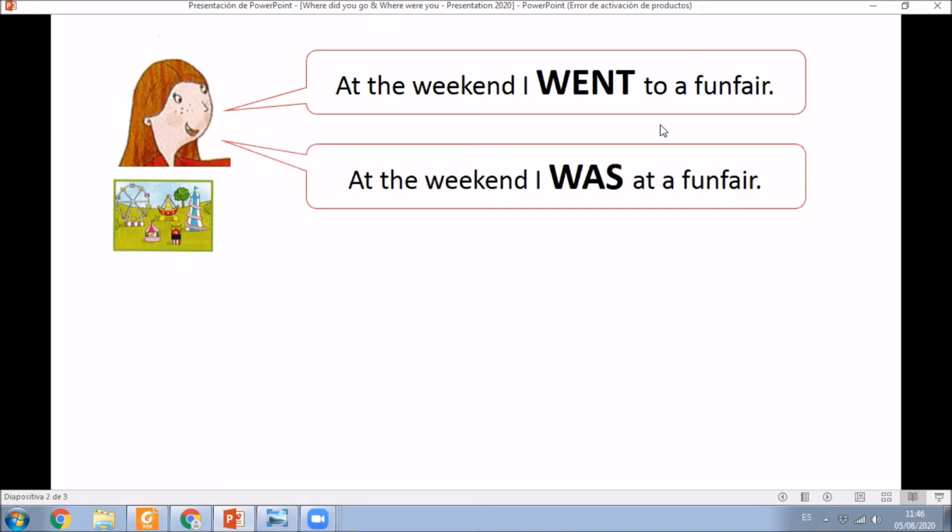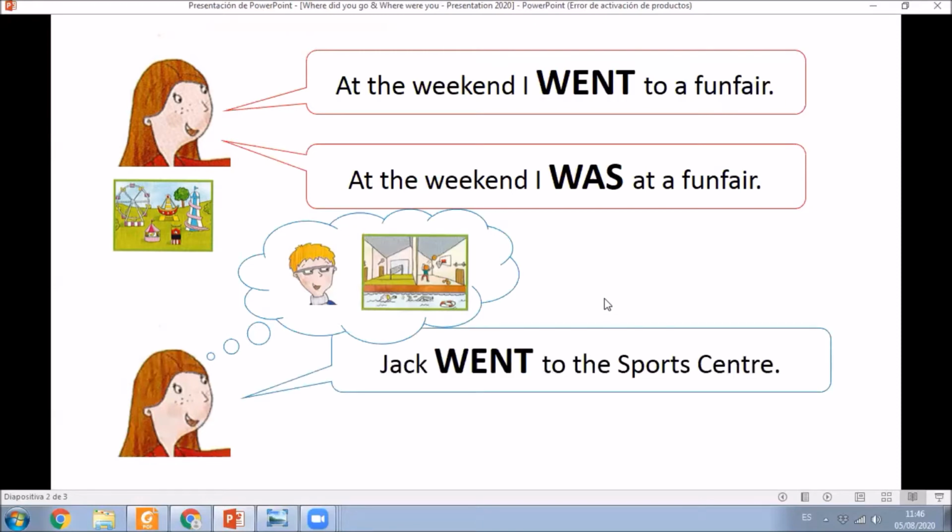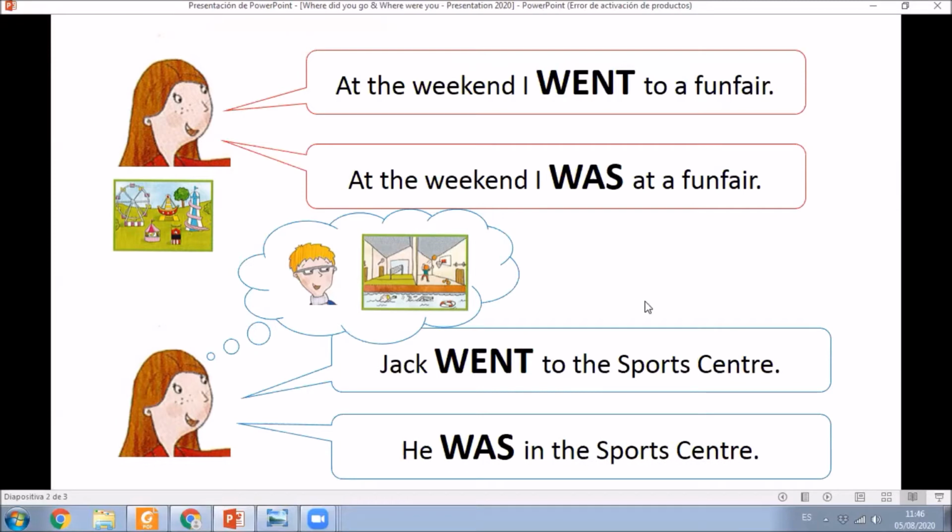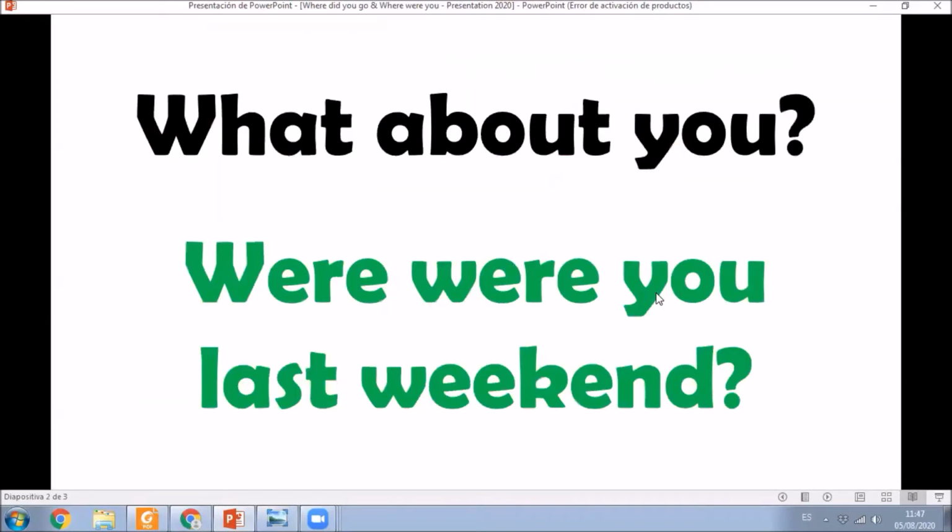So if you look, these verbs are similar, all right? Utilizamos went to para decir que ella fue. All right, y utilizamos I was para decir que ella estuvo. Jack went to the sports center. He was in the sports center. All right, here we have the same situation. Went to, porque él fue, and he was in the sports center, porque él estuvo, all right, in the sports center.